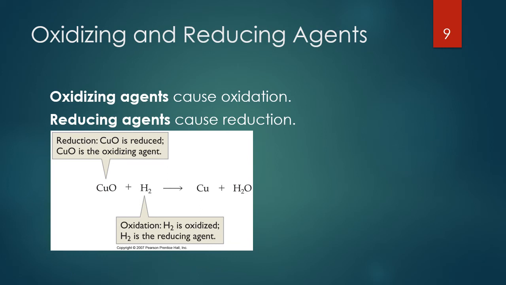In this example here, we have copper oxide being reduced. So copper is going from a +2 to a 0. Since it was reduced, it is the oxidizing agent because it's causing oxidation. We have hydrogen. Hydrogen in this case, H2, is in its elemental form, so its charge is 0. So it goes from a 0 to over here, a +1. So now it is losing electrons, so H2 is oxidized. Since it's the substance being oxidized, it is also the reducing agent.